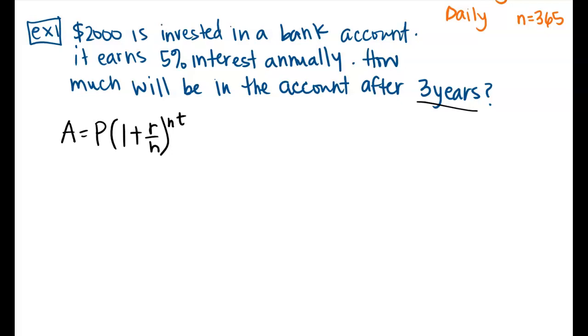All right, what is P in this situation, in this problem? Be the $2,000. Yeah, the $2,000. That's how much money you're putting in the account to start off with, right? So we've got 2,000. All right, and then 1 plus, what was our interest rate?